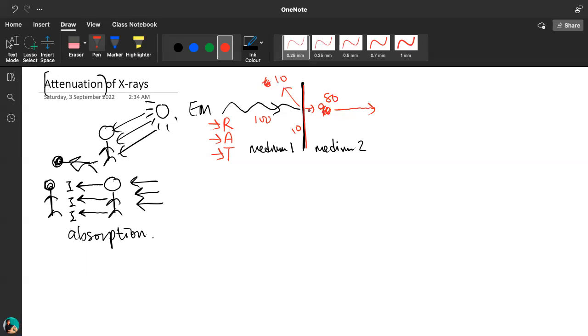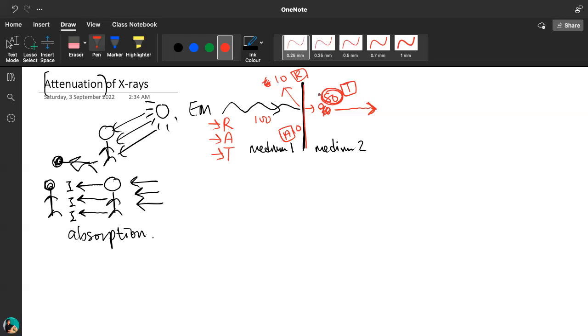Okay, now during the transmission, our focus is during the transmission. During the transmission, is this energy going to maintain 80 as it travels in medium number 2? We don't look at reflection and absorption. This is reflection. This is absorption. That is the transmitted one. Focus on the transmitting one, 80.